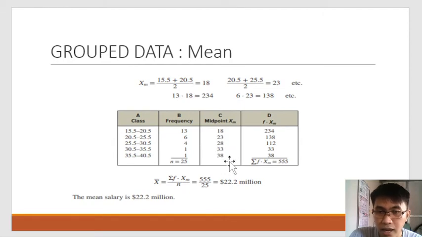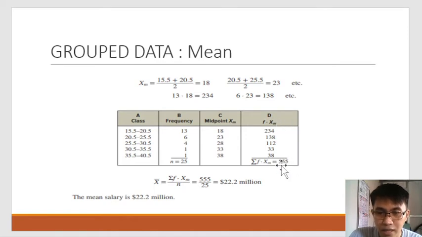Next, yung column ng frequency multiplied to the midpoint, 13 times 18, 6 times 23, 4 times 28, and so on. So, ito po yan. 234, 138, 112, 33, and 38. So, yan po. 1 times 38 is 38. So, ano po ang kailangan natin kunin lang dito is the summation of ito pong product ng frequency at ng midpoint. So, that is 555.